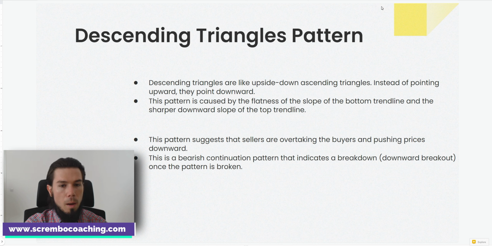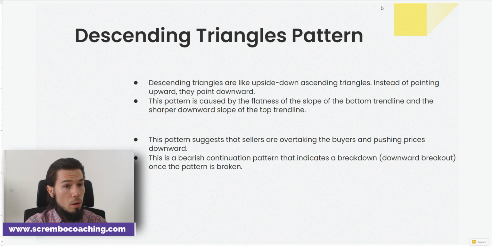This pattern is caused by the flatness of the slope of the bottom trend line and the sharper downward slope of the top trend line. This pattern suggests that sellers are overtaking the buyers and pushing prices downwards. This is a bearish continuation pattern and indicates a downward breakdown.